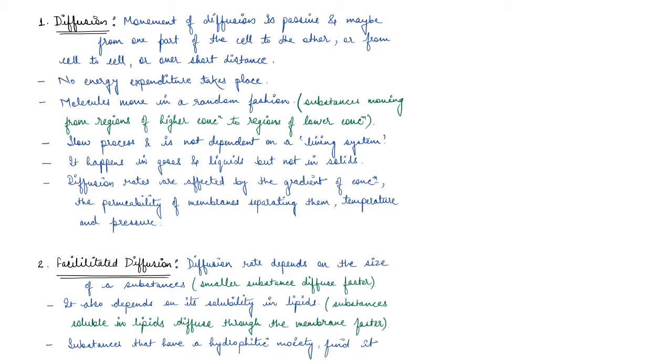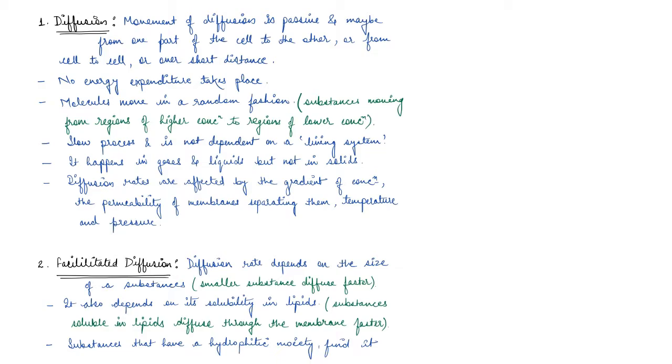In diffusion, the molecules move in a random fashion. Substances move from the region of higher concentration to the region of lower concentration because of the difference in concentration, so there is no energy required. But diffusion is a slow process. Remember that diffusion is a slow process. What is the positive point? It is not dependent on a living system. It does not require energy and it is not dependent on a living system.